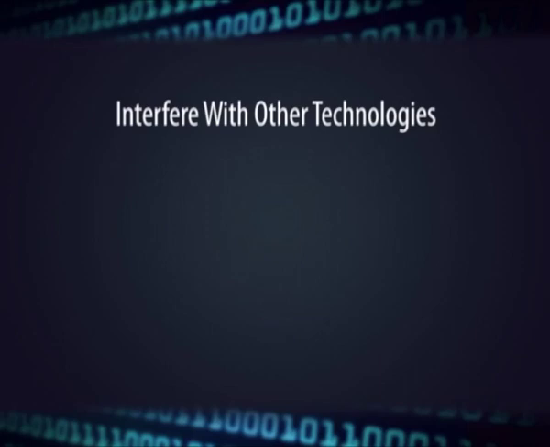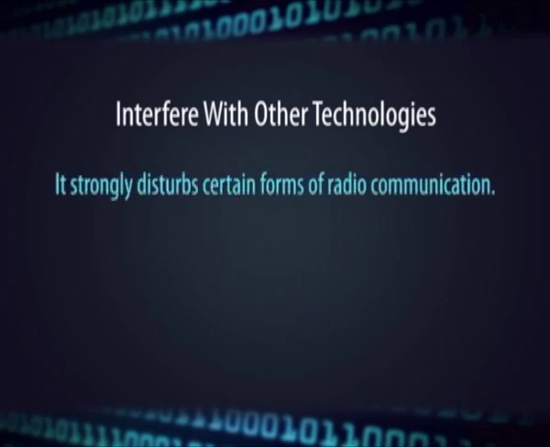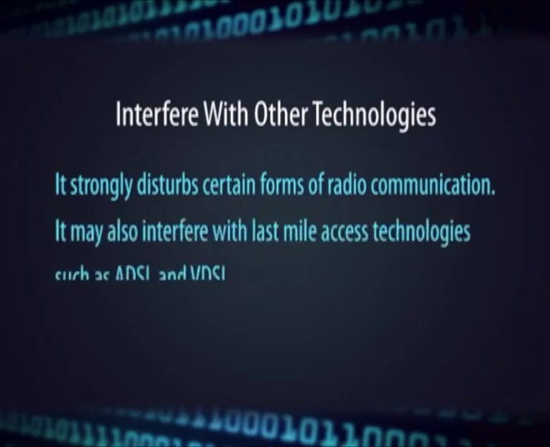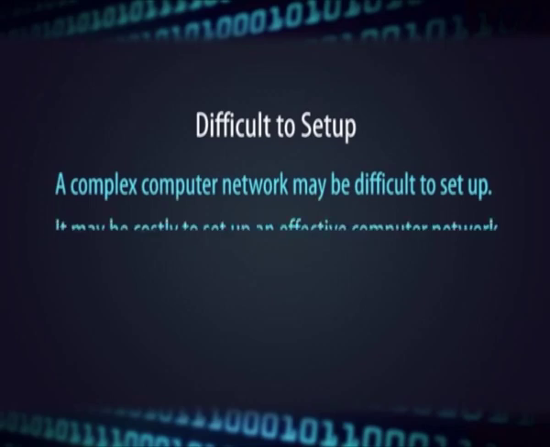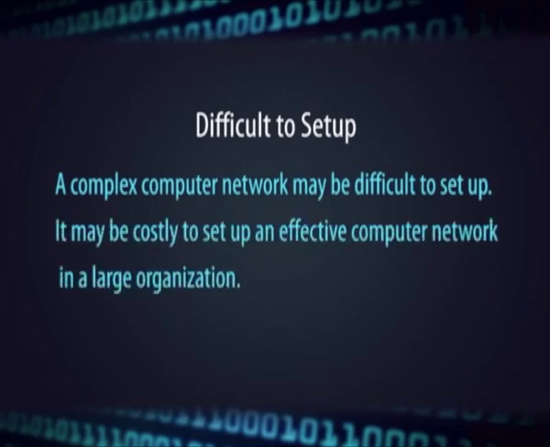3. Interference with other technologies. Interference with other technologies strongly disturbs certain forms of radio communication, for example, amateur radio. It may also interfere with access technologies. 4. Difficult to set up. A complex computer network may be difficult to set up. It may be costly to set up an effective computer network in a large organization.